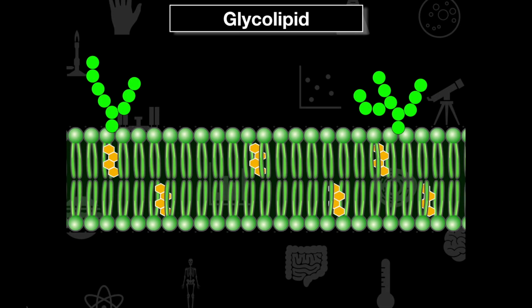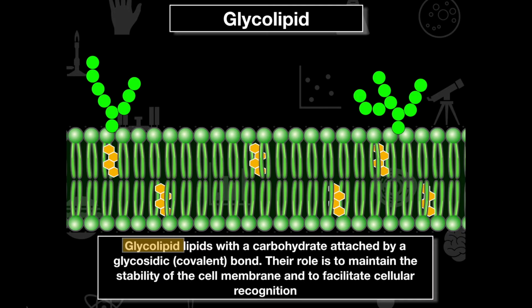So let's go through and look at glycolipids. Glycolipids are really, really important, and we're going to see them attached to the phospholipids on the tops of the layer. They're represented by this green. Glycolipids are lipids with a carbohydrate attached by a glycosidic covalent bond. We don't have to understand that, but remember, it's just attached to the lipid via a bond.